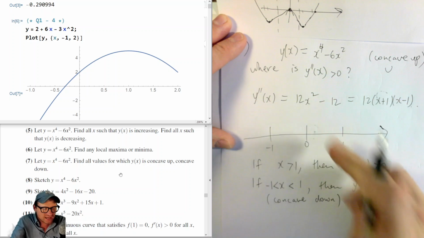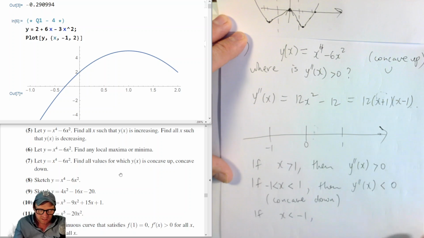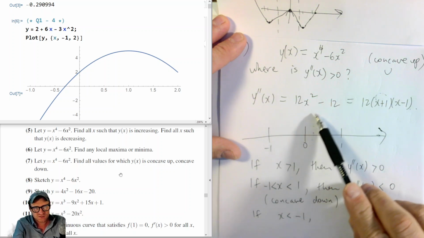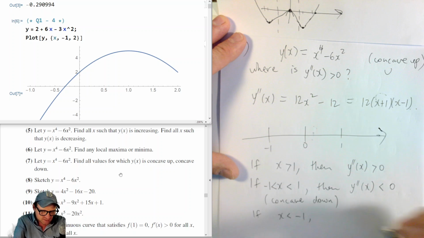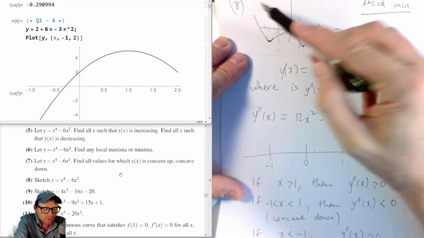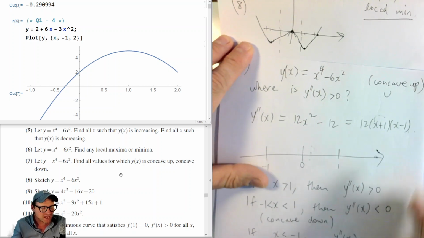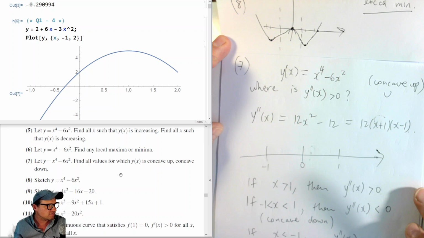Okay, and then in our third case, on the left-hand side of minus 1, so if x is less than minus 1, now again, we can choose a number to think about this and sub it in here. So say if we sub in minus 2, okay, 12 times minus 2 squared is 12 times 4 is 48, minus 12, that's 36. That's a positive number. So y double dash of x will be positive there. And we can see that here. On the left-hand side, we have concave up until we get to 1. Okay, and so all of those pieces together should help us sketch this, right? But we've missed question 5.